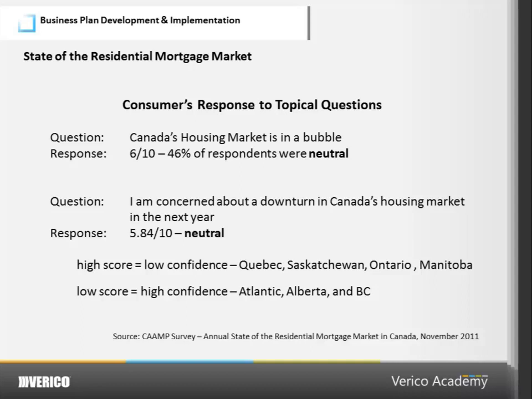The next statement given was, I'm concerned about a downturn in Canada's housing market in the next year. Again, a neutral response, 5.84 out of 10. The high scores indicate low confidence. Those were found in the consumers that reside in Quebec, Saskatchewan, Ontario, and Manitoba. The low scores indicate high confidence, and those were found in Atlantic, Alberta, and BC.